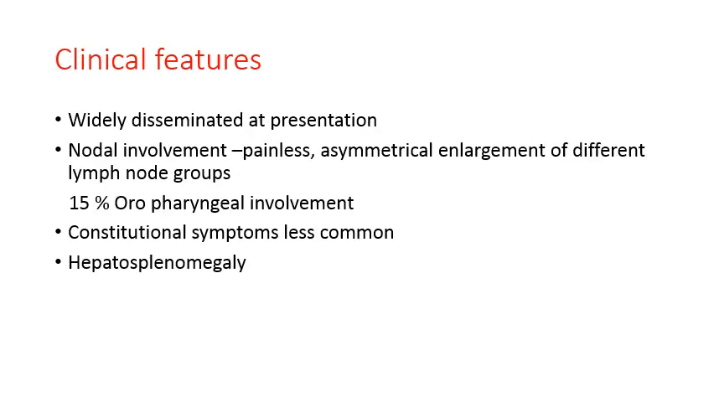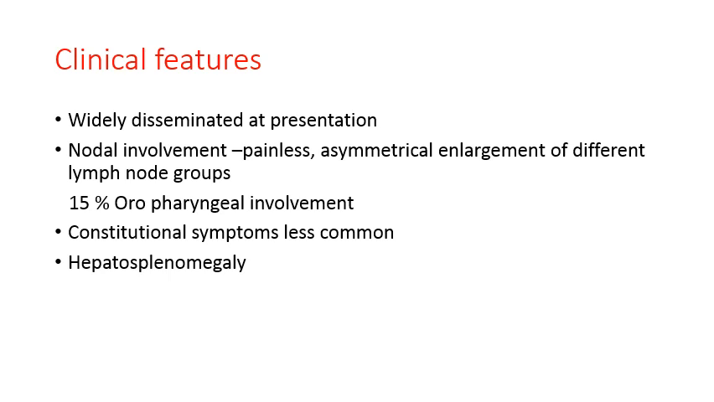Now if you take the clinical features, it is as opposed to Hodgkin's lymphoma, where you have a very orderly and contiguous type of spread and a low grade presentation. In non-Hodgkin's lymphomas, the presentation is widely disseminated. They can come with nodal involvement. They could be painless, symmetrical, asymmetrical, like Hodgkin's, but they are of different lymph node groups. Right? In Hodgkin's, it is generally one group or a contiguous group. Here you can get lymphadenopathy everywhere.